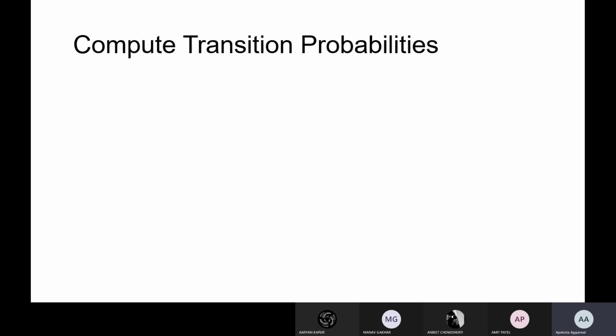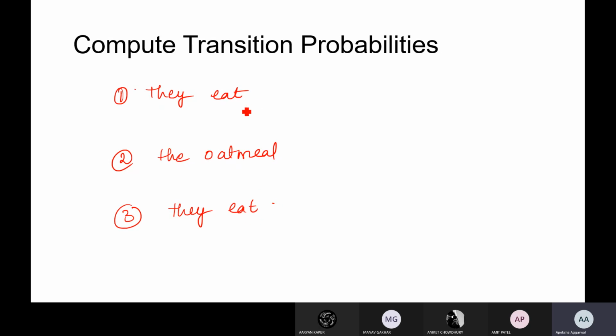We have seen how we can compute transition probabilities. For computing transition probability, we use the exact same formula we have been using till now, conditional probability. Let's see how. Suppose the first sentence is "they eat", the second sentence is "the oatmeal", and the third sentence is again "they eat". So this is a noun, this is a verb, this is a noun, and this is some other tag, maybe a determiner. Okay, so these three sentences are there.